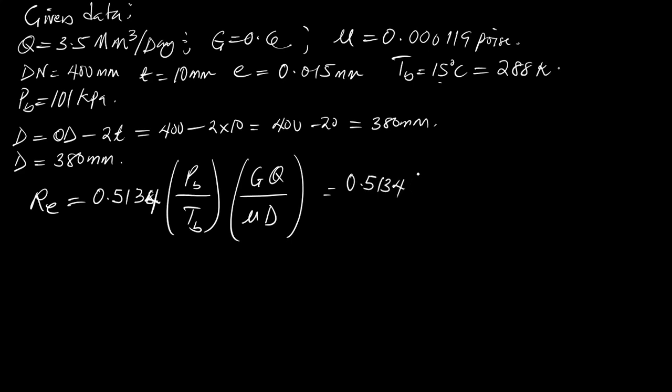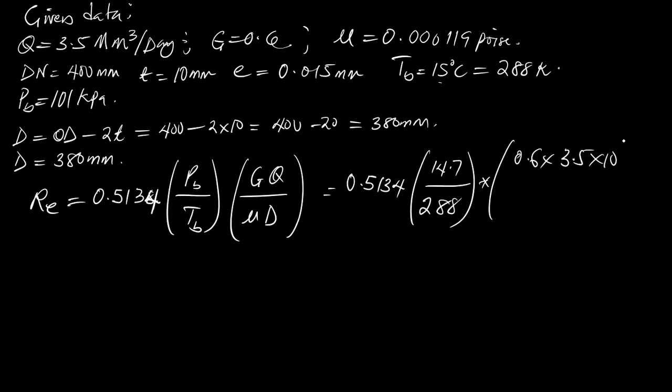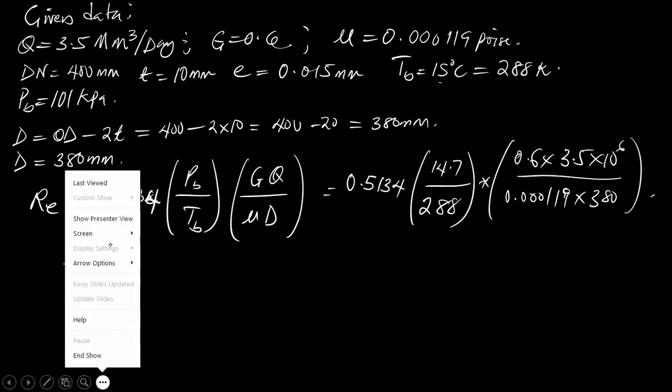So we have 0.5134 times the base pressure, which is 14.7, divided by the base temperature, which is 288, times gas gravity, which is 0.6, times the flow rate, which is 3.5 times 10 raised to the power 6, divided by 0.00019 times 380. Now let's use a calculator to calculate this.